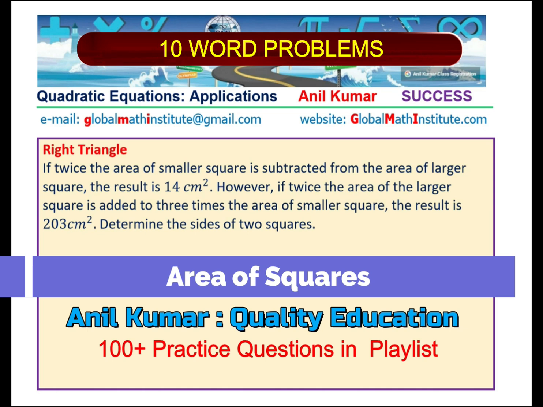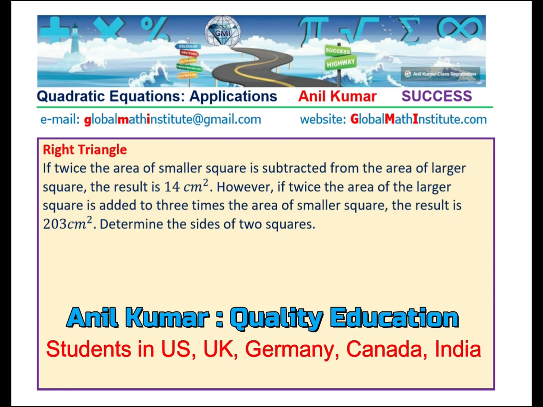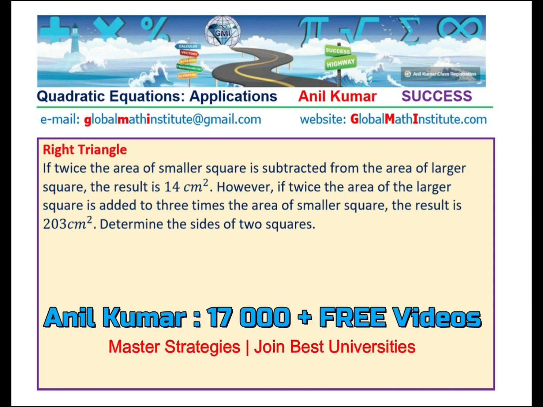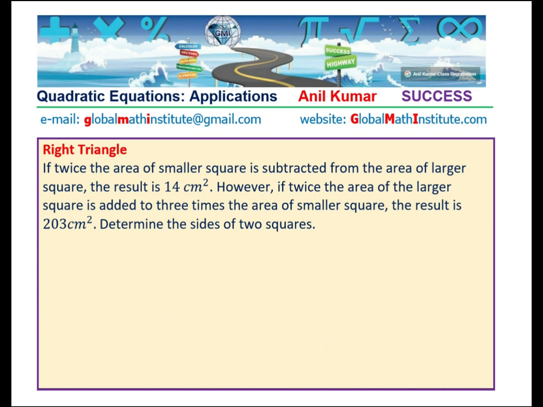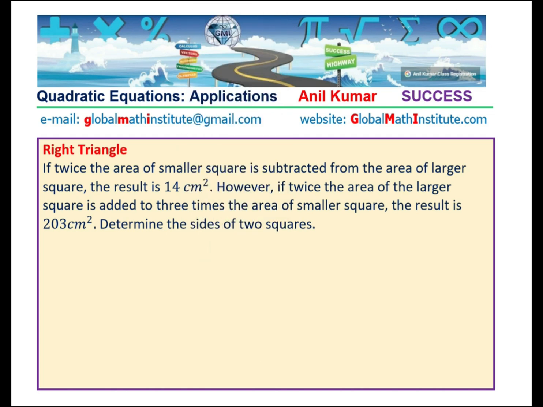Welcome to our playlist on solving word problems related to quadratic equations. The question here is, if twice the area of the smaller square is subtracted from the area of the larger square, the result is 14 centimeters square. However, if twice the area of the larger square is added to 3 times the area of the smaller square, the result is 203 centimeters square. Determine the sides of the two squares. You can pause the video, answer the question, and then look into my suggestions.